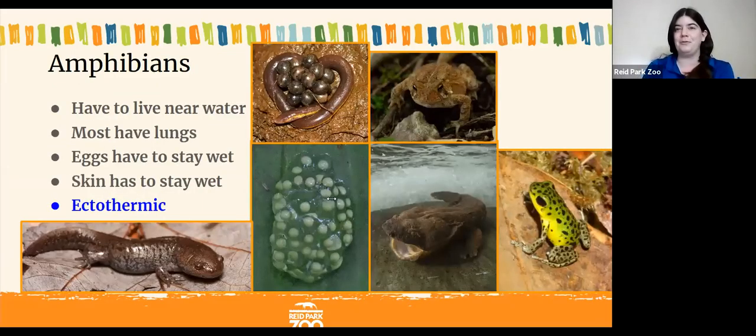All right, our next vertebrate group that I'm going to talk about are the amphibians. So amphibians are animals that have to live near water. So they can live on land and they can live in the water.